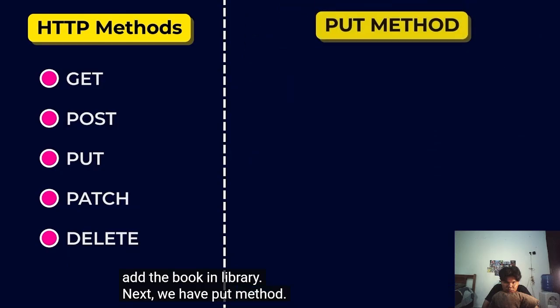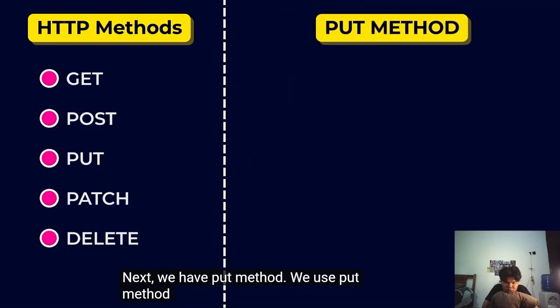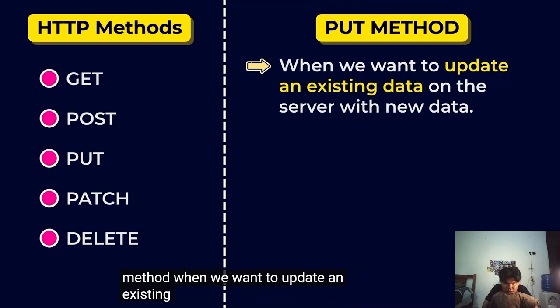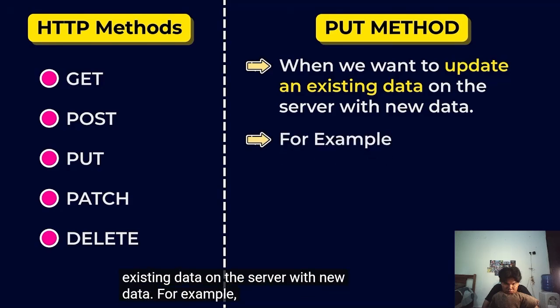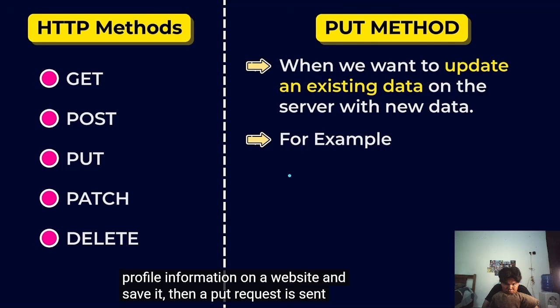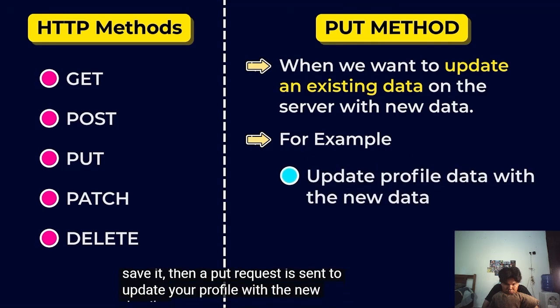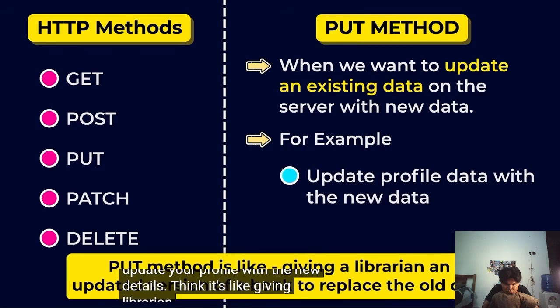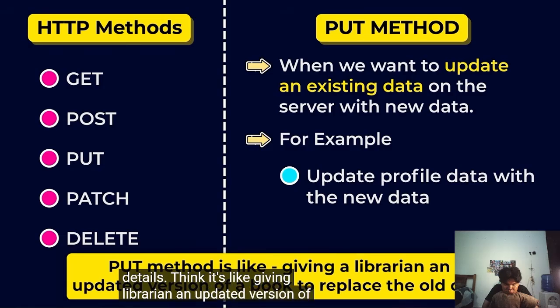Next we have the put method. We use the put method when we want to update existing data on the server with new data. For example, if you change your profile information on a website and save it, then a put request is sent to update your profile with the new details. Think of it like giving the librarian an updated version of a book to replace the old one.